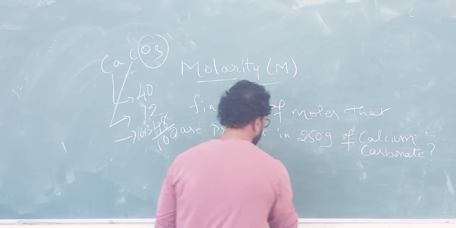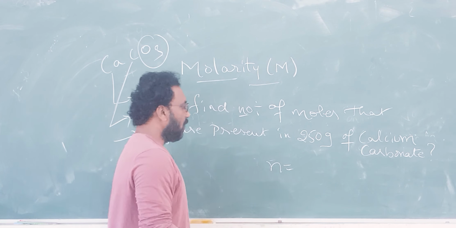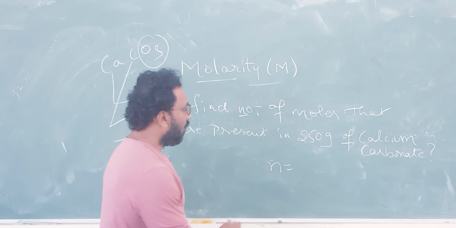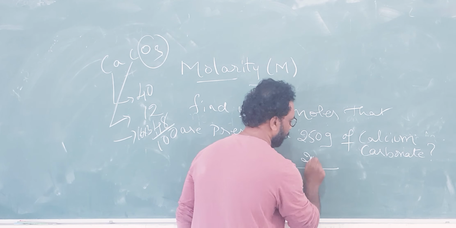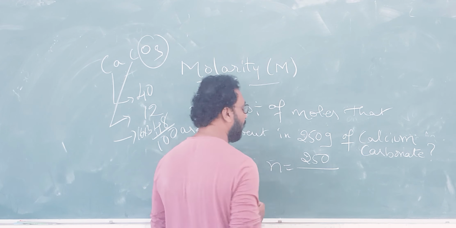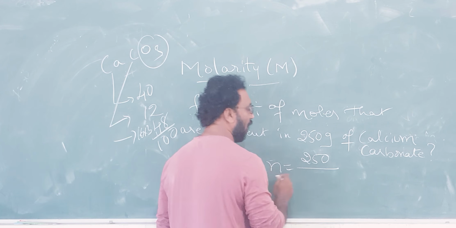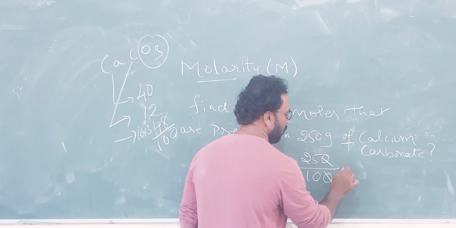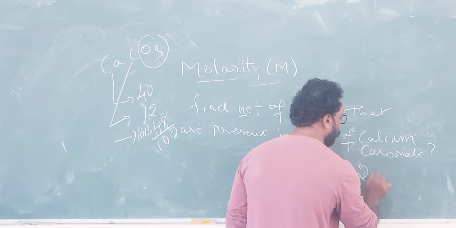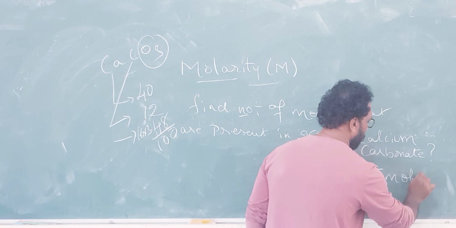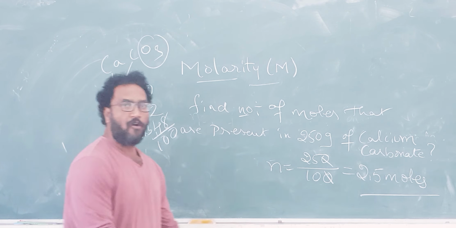So number of moles of calcium carbonate: the given mass is 250, and the calculated molecular mass of calcium carbonate is 100. So what do we get, children? We get 2.5 moles.